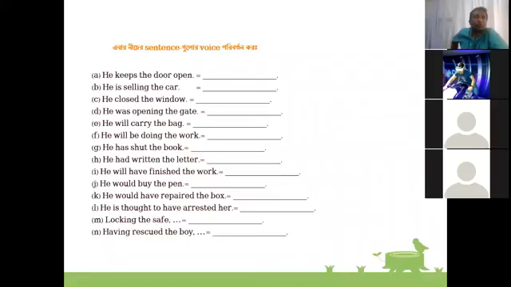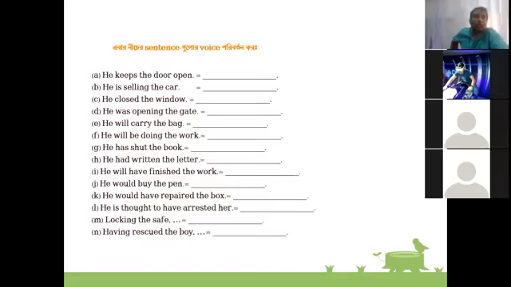She is thought to have been arrested by him. She is thought to have been arrested by him. Now part of the sentence.